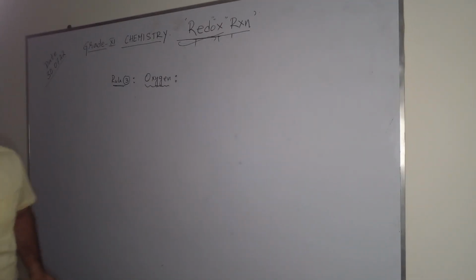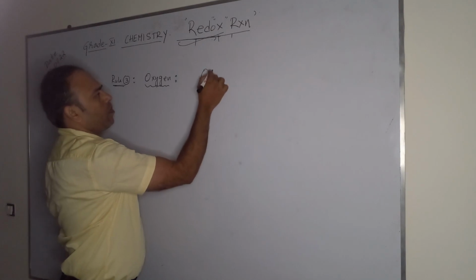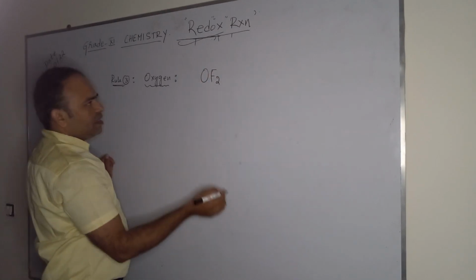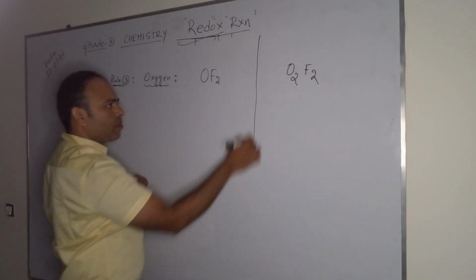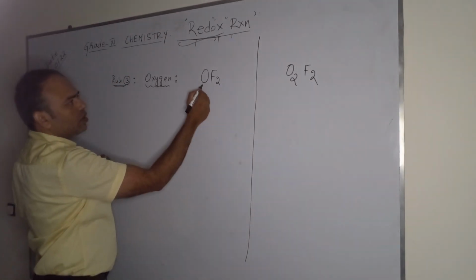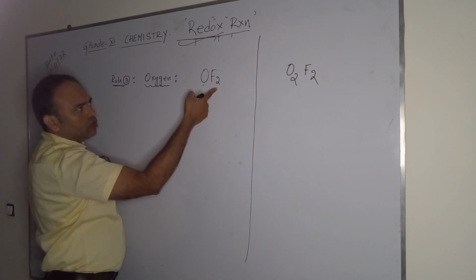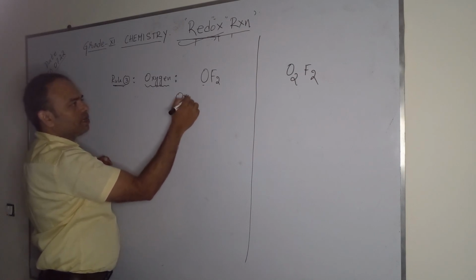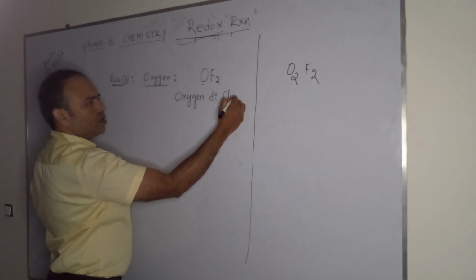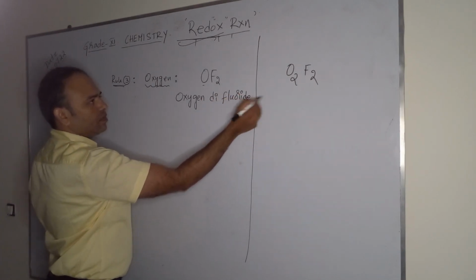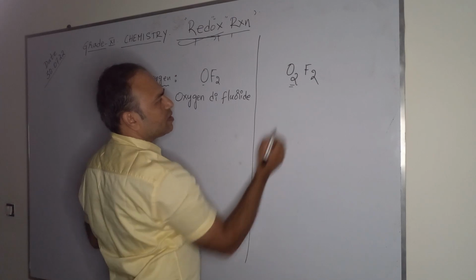Let me write OF2 and then O2F2. See, what is OF2? Oxygen 1, 2 fluorine. So I will write oxygen difluoride. The other side, 2 oxygens are there.